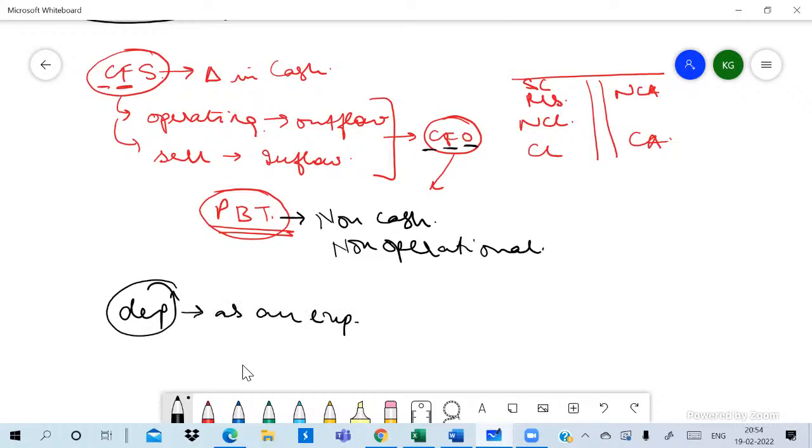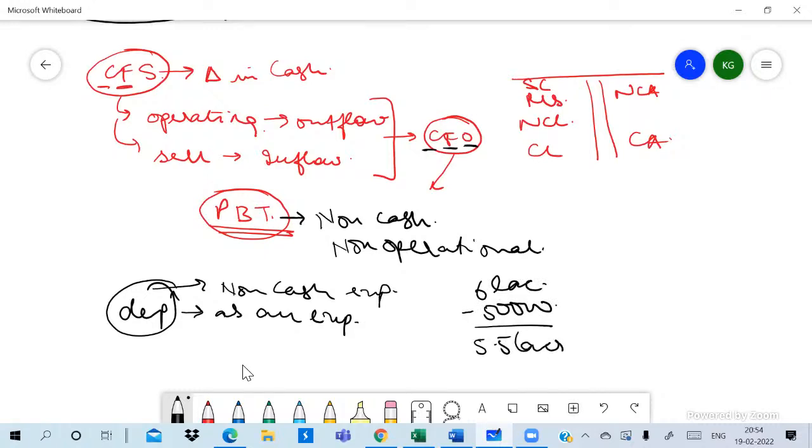But depreciation is a non-cash expense. Because when you charge depreciation on your asset, there's no money that is going out. That's just an accounting entry. So for example, let's say you bought a car worth 6 lakhs and you charge a depreciation of 50,000. So you show that car at 5.5 lakhs in your books. So when you charge this depreciation of 50,000 on your car, there's no money that is actually going out. It's just a way of showing that the value of the asset has gone down from 6 to 5.5 lakhs.